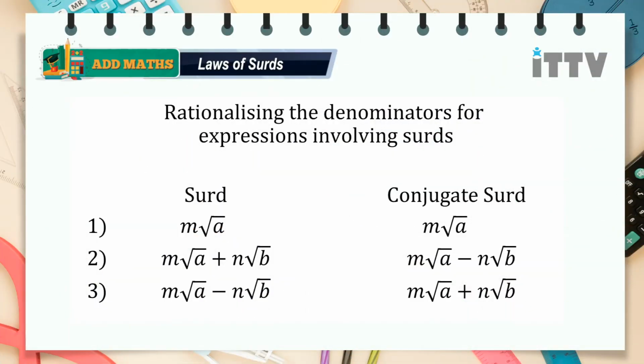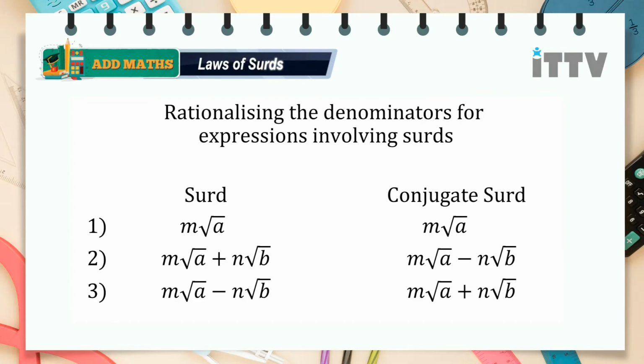The next part of the lesson would be involving how to rationalize the denominators for surds. Now if you look at the first expression, we have a surd and a conjugate surd. If we have m square root of a, the conjugate of it is also m square root of a. And look at number 2. We have m surd a plus n surd b. The conjugate would be obtained by reversing the sign of the part n. So the conjugate surd would be m surd a minus n surd b.